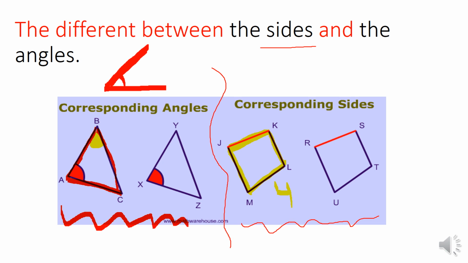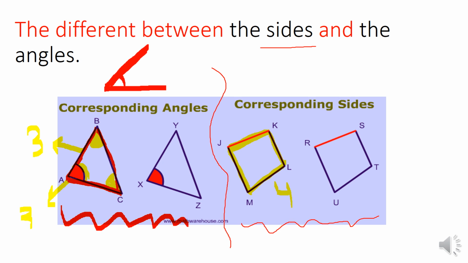So this is the first angle, this is the second angle, and this is the third one. So in this triangle, I can say that I have three sides and I have three angles.